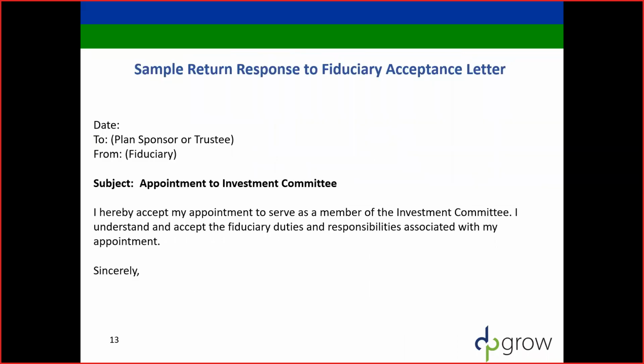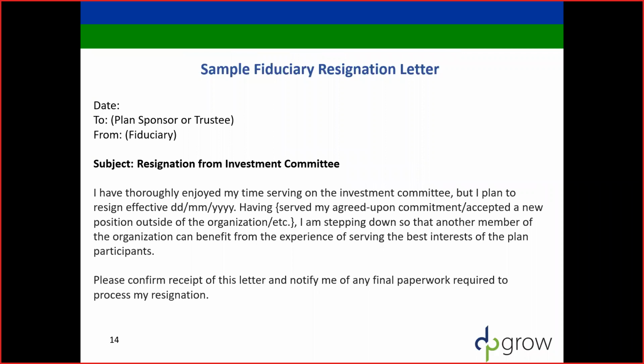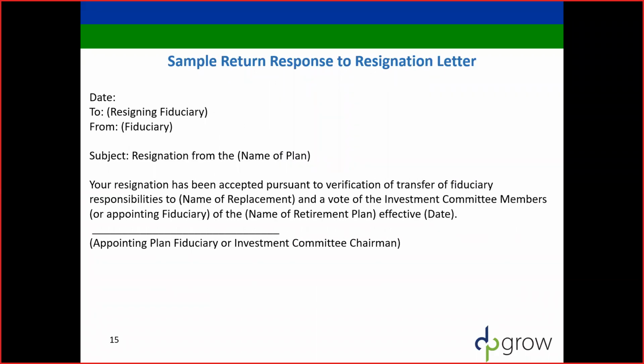Here's another example. This is a response and acceptance letter. So not only are we acknowledging that we want you to join our committee, but here's in writing the committee member accepting the appointment to be part of that committee. And then if they decide to leave the committee, here's an example of a resignation letter. We always suggest that as committee members change, if they leave the committee, they also put in writing that they are no longer going to be part of it. And then us responding to that resignation letter that we indeed understand that you are leaving, and we recognize that.